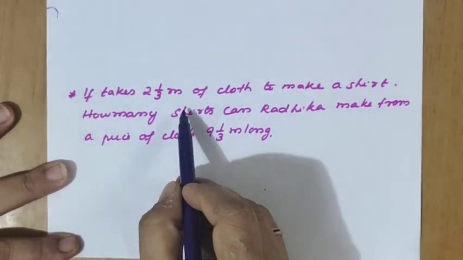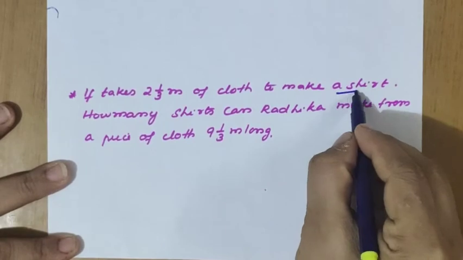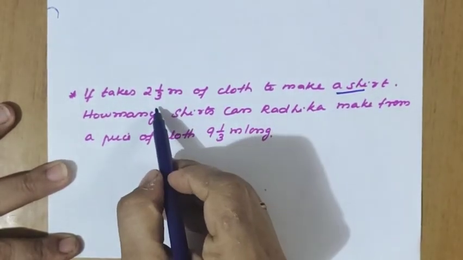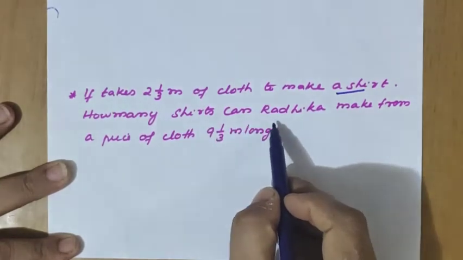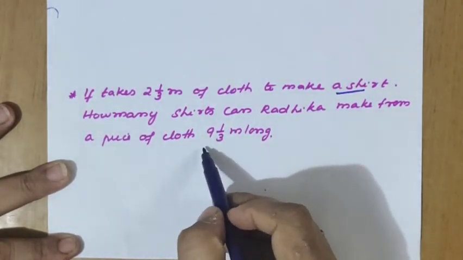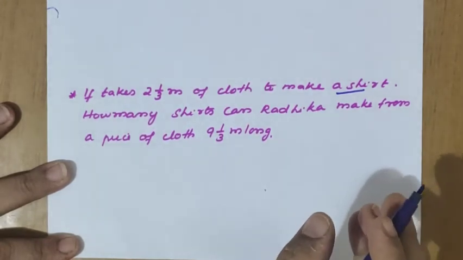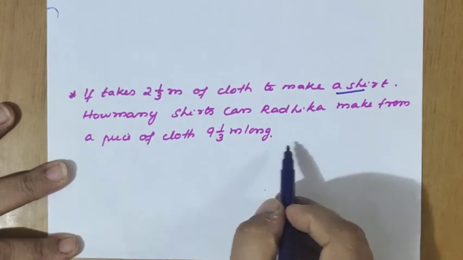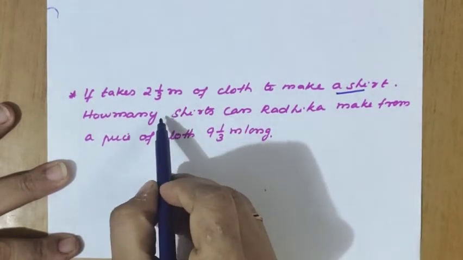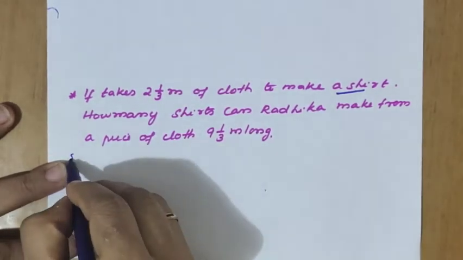If it takes 2 integer 1/3 meter of cloth to make a shirt, so one shirt, what is the cloth length required? 2 integer 1/3 meter. How many shirts can Radhika make from a piece of cloth 9 integer 1/3 meter long? So what is the available meter of cloth? It is 9 integer 1/3 meter. From that she has to make how many shirts? That is the question.